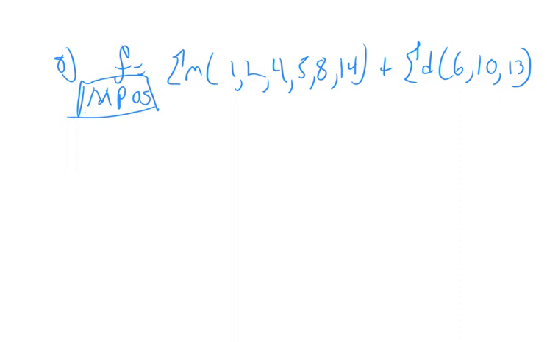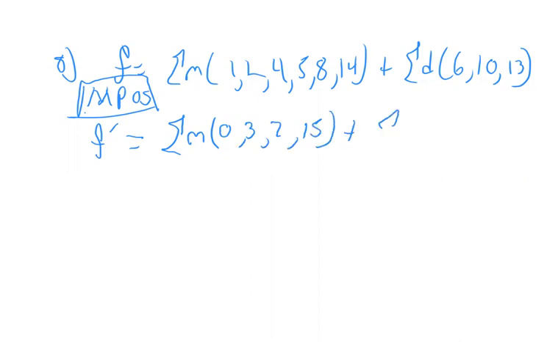Instead of looping zeros, what if I just said, let's find F prime? What do you suppose F prime is equal to? 3, 7, and 15. Yeah, including 0. And we keep the don't cares just the way they are. Now what do I do?